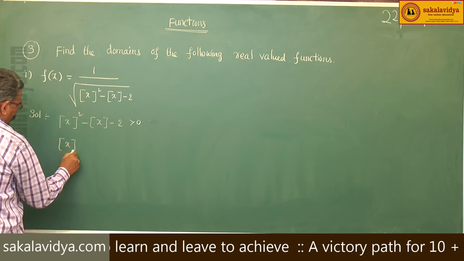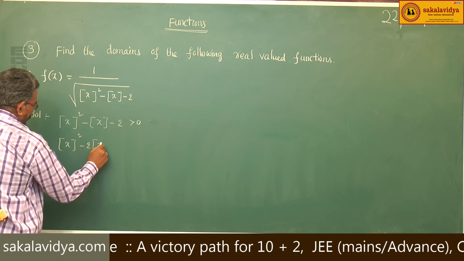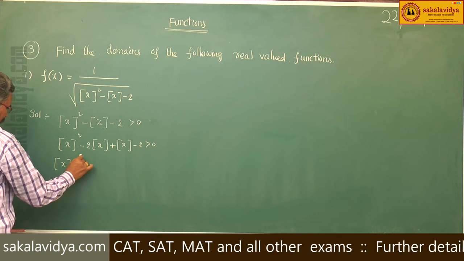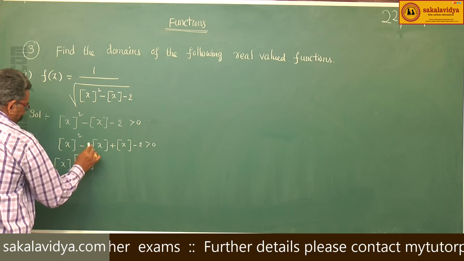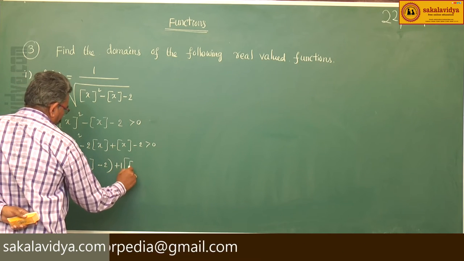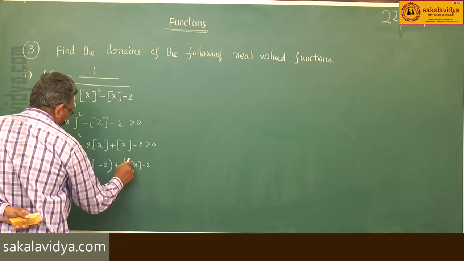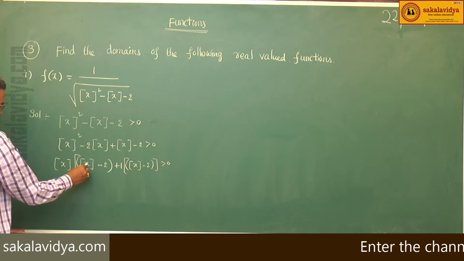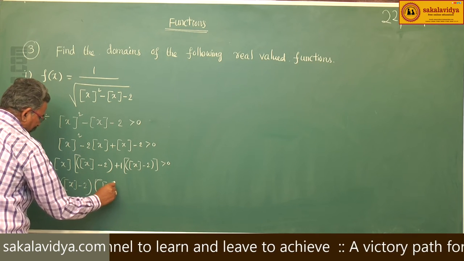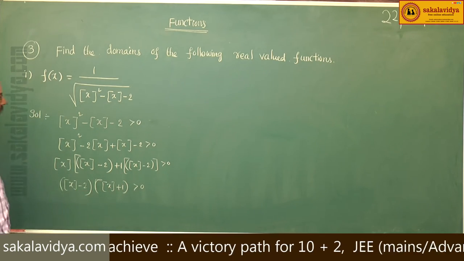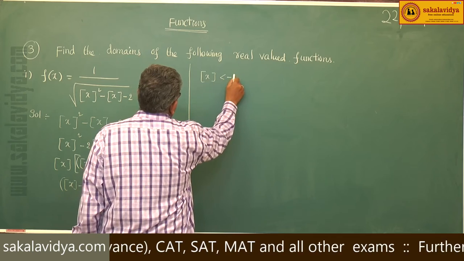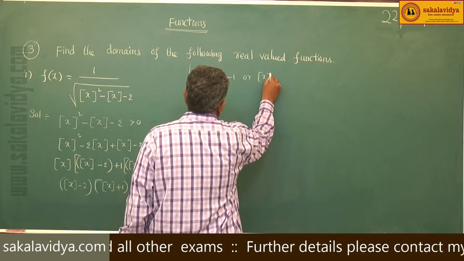This step x whole square minus 2 step x plus step x minus 2 greater than 0. Take step x common. So now we get step x minus 2, here plus 1 common, step x minus 2 greater than 0. Now step x minus 2 common, step x minus 2 into step x plus 1 greater than 0. Now this we can write step x is less than minus 1 or step x is greater than 2.